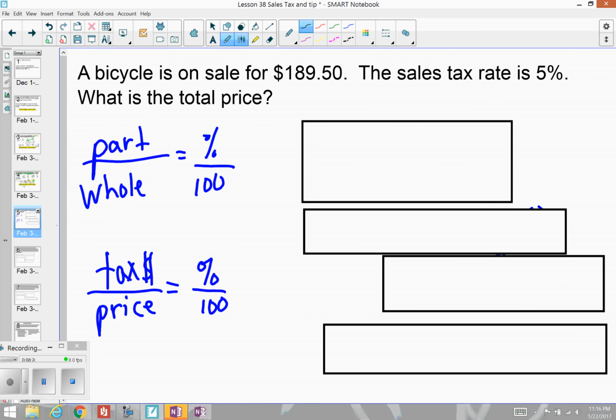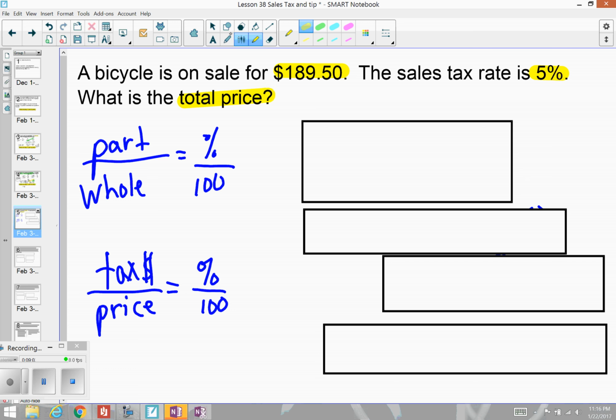Very good. Well, let's do some more examples. Here we have a bicycle that's on sale for $189.50. We don't worry about what the original price was. This is just what they're trying to sell it for now. The sales tax rate is 5%, and we want to know the total price. So let's look for the information we know. We know that it was $189.50. We know that the tax rate is 5%, and we're looking for the total price when we're done.